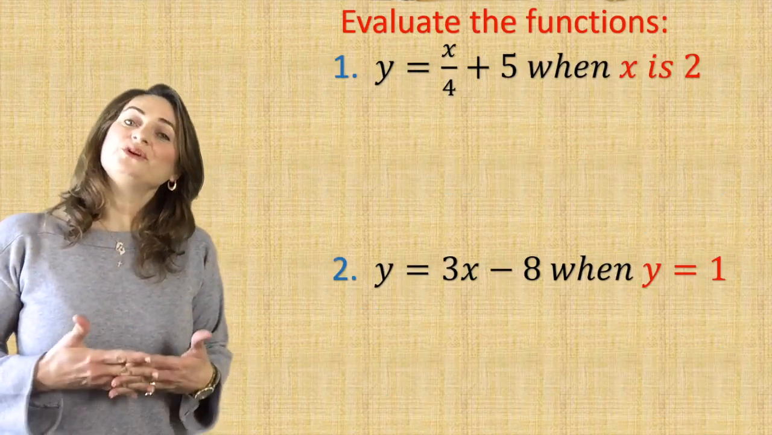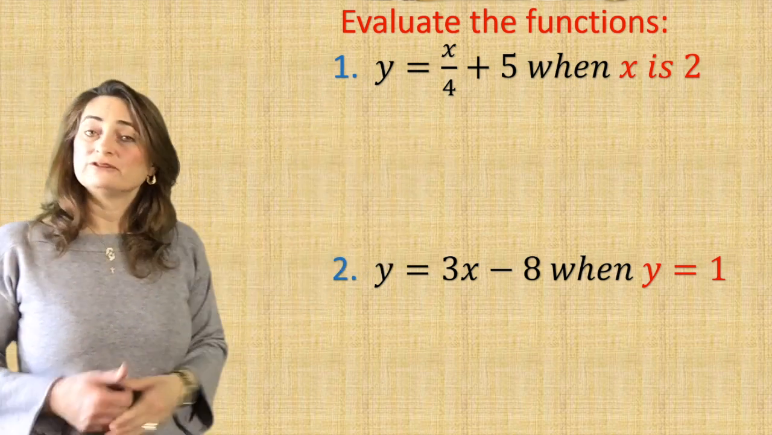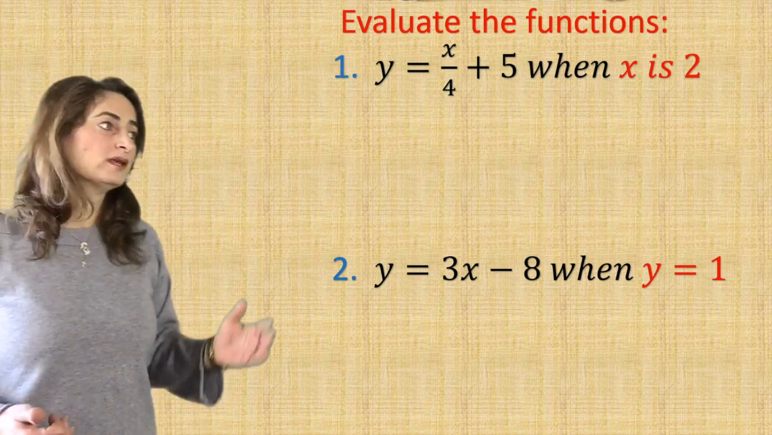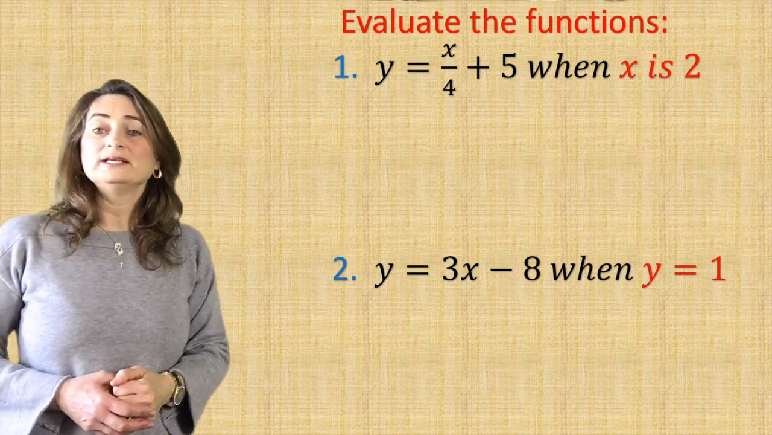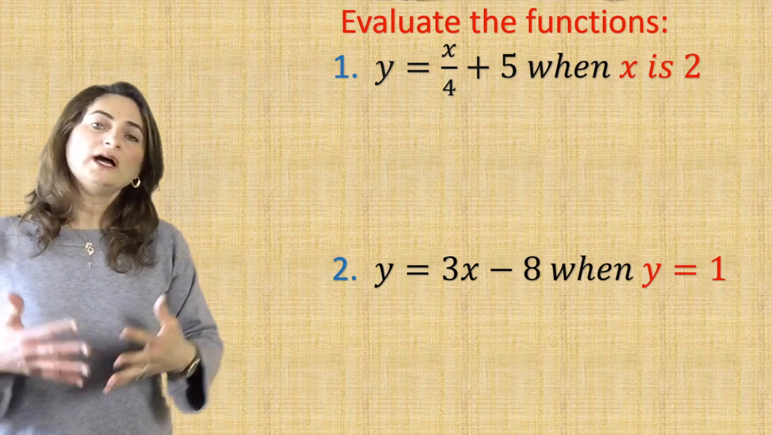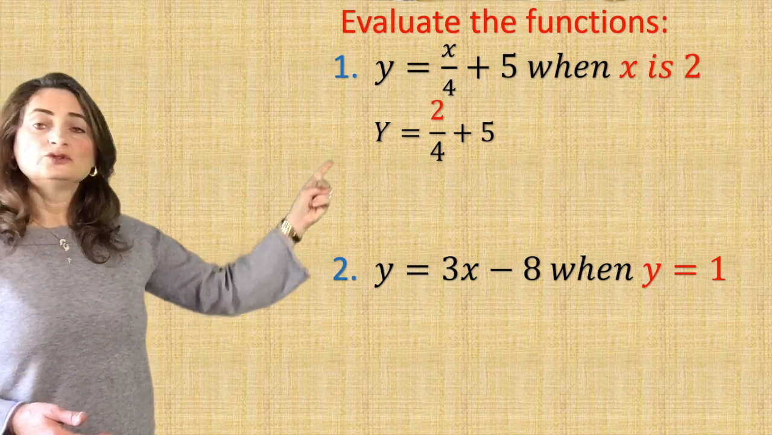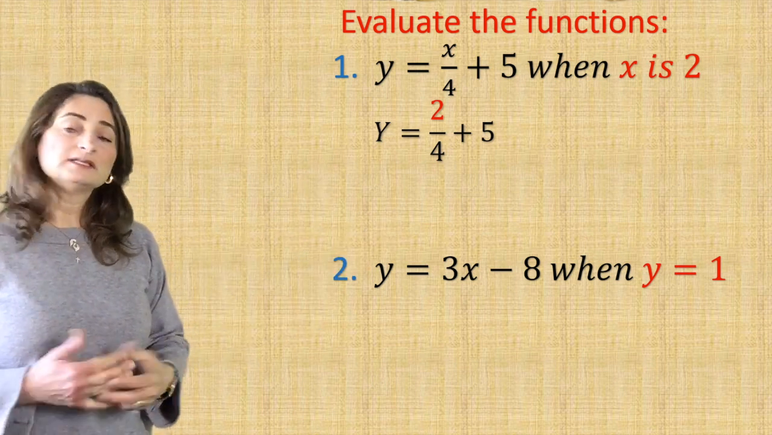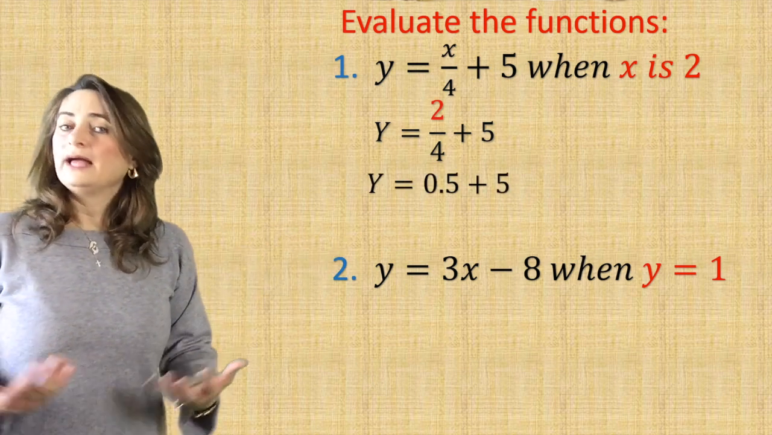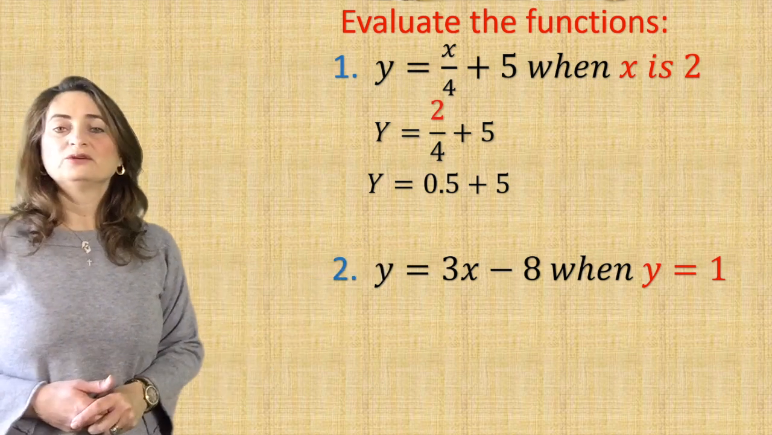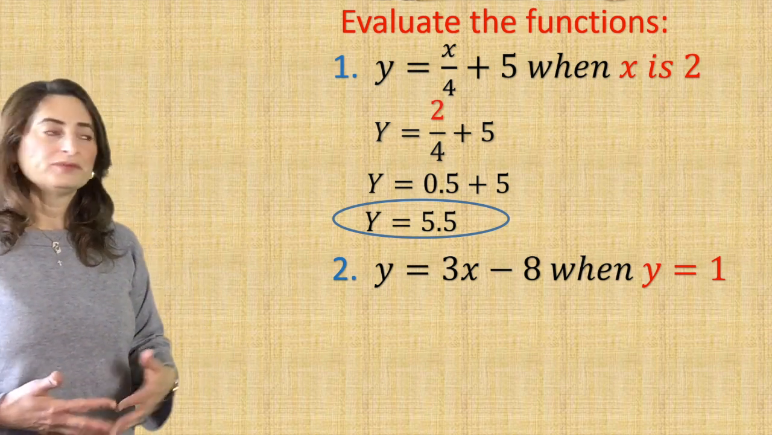Now, here's something you already know about. Evaluate the function. We just changed the name. It's the same as evaluate the equation for the missing value of the variable. Example number 1, y equals x over 4 plus 5 when x is 2. So they're giving you the value of x. All you have to do is substitute it in the equation and find the missing value of y. So y equals 2 over 4 plus 5. Simplify that. 2 divided by 4 is half. So you end up with y equals 0.5 plus 5. Add the 0.5 plus 5 gives you y equals 5.5. So you just evaluated, which means you found the value of the missing variable.